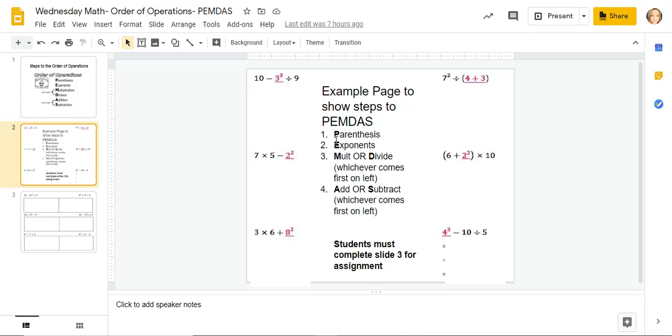So PEMDAS says parentheses, and we're going to start with this example. This is our problem: 10 minus 3 to the power of 3 divided by 9. Now, can I just go from left to right and say 10 minus 3 to the power of 3? No, I cannot, because there is a certain order that these operations need to be performed in. You do one operation at a time, then bring everything else down, and then do the next step. So is there any parentheses in this problem?